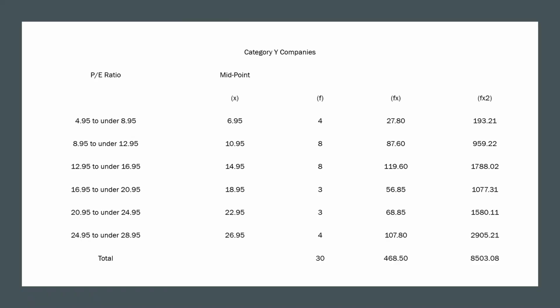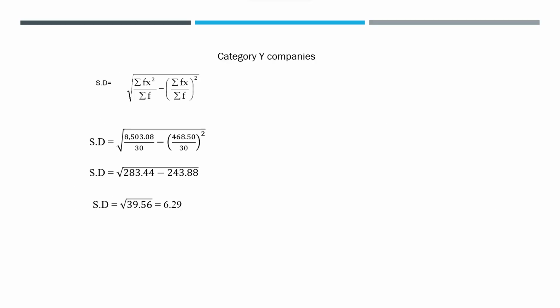Now we calculate the standard deviation of category Y companies by following the same steps that we did for category X companies. The calculation is again displayed on the screen, and you can figure out how the midpoint has been calculated, how the value of x square has been calculated, sigma fx square, etc. Again, we apply the standard deviation formula, that is sigma fx square over sigma f minus sigma fx over sigma f whole square, whole under root. In this case, we get the value of 6.29 for standard deviation for category Y company.